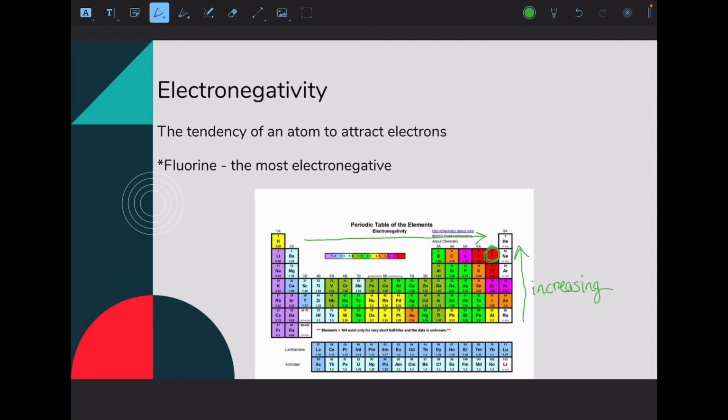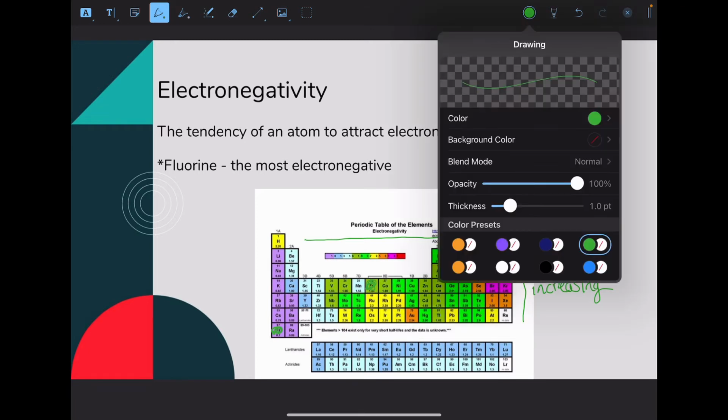Generally speaking, this isn't constantly true. Some of them are less electronegative and they break the pattern. But overall, you can count on that francium will be less electronegative than iron, and on and on and on. And this is just the tendency to want electrons. Fluorine is the one that is most desperate for electrons.